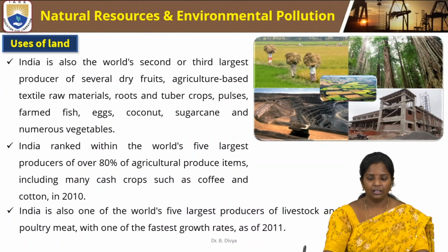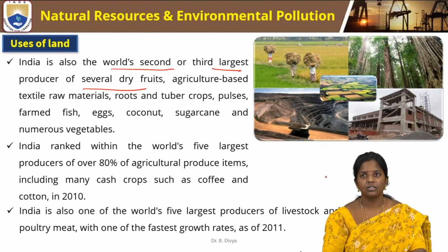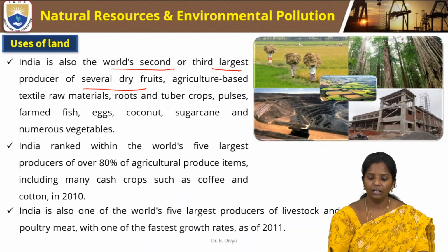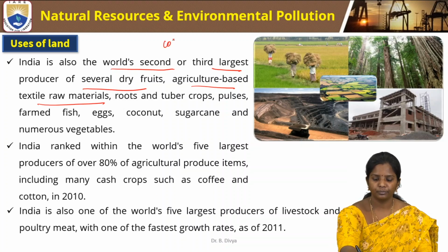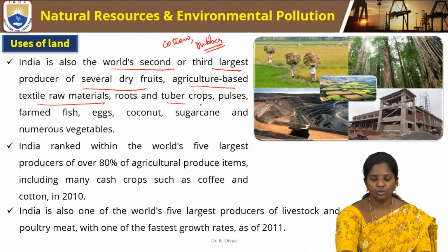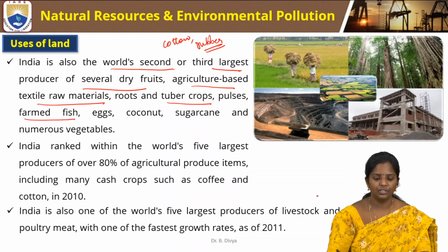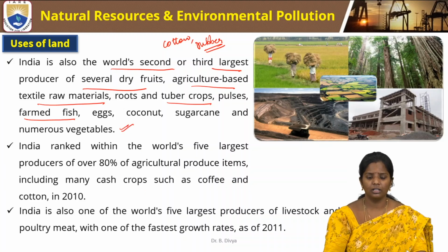So uses of land in other forms like world second and the third largest producer of several dry fruits. So dry fruits are also cultivated, and agriculture based textile raw materials, for example cotton or synthetic polymer, they get from the rubber. So these are all like we get from the forest. So roots and tuber crops, pulses, farmed fishes and eggs, coconut, sugar cane and numerous vegetables. So these are what we are exporting worldwide because of our land.